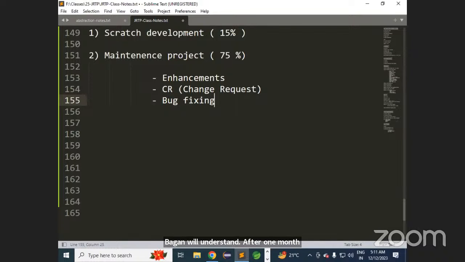Then when you go for a maintenance project now, 3-4 years back developers developed that code. Today, you need to modify that code. It is a risk, because if you change something, it will affect somewhere in the project.